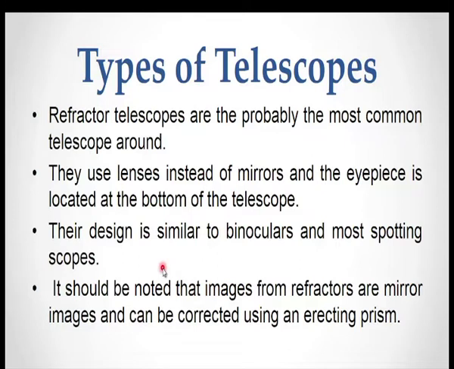Refractor telescope uses only lenses because lenses are refracting objects. So, these refractor telescopes are the most common telescopes we will be using. But nowadays, in the modern era, Cassegrain telescopes are the most common. Refractor telescopes use lenses instead of mirrors and the eyepiece is located at the bottom of the telescope. Refractor telescope design is similar to binoculars and most spotting scopes. It should be noted that images from refractors are mirror images and can be corrected using an erecting prism.